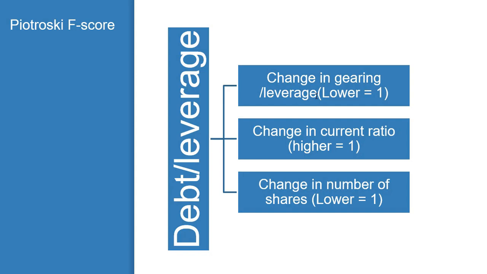So if that ratio was getting better, meaning lower, they could score 1 point. Also looking at the current ratios, where you're looking at the assets and the liabilities and comparing them to each other. And if that is good, then we can score 1. And then change in number of shares.